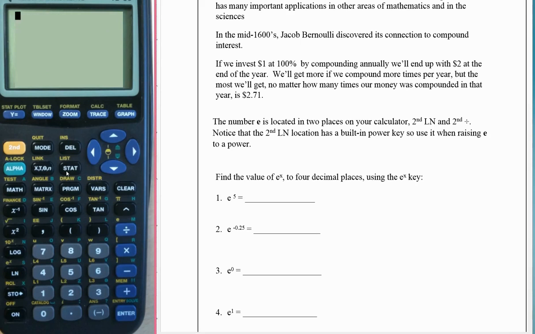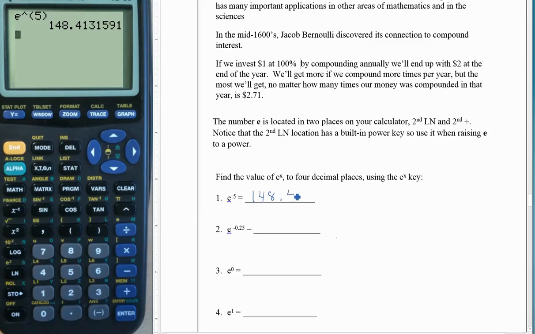And get back to our home screen. So if we want to do e to the 5th power, and remember that's like taking 2.7 blah blah blah to the 5th power, we're going to round to 4 decimal places, even though it would never actually end. We would get 148.4132. Okay, what if we want to take e to the negative 0.25? Well, again, just do that second e to the x and do negative 0.25.